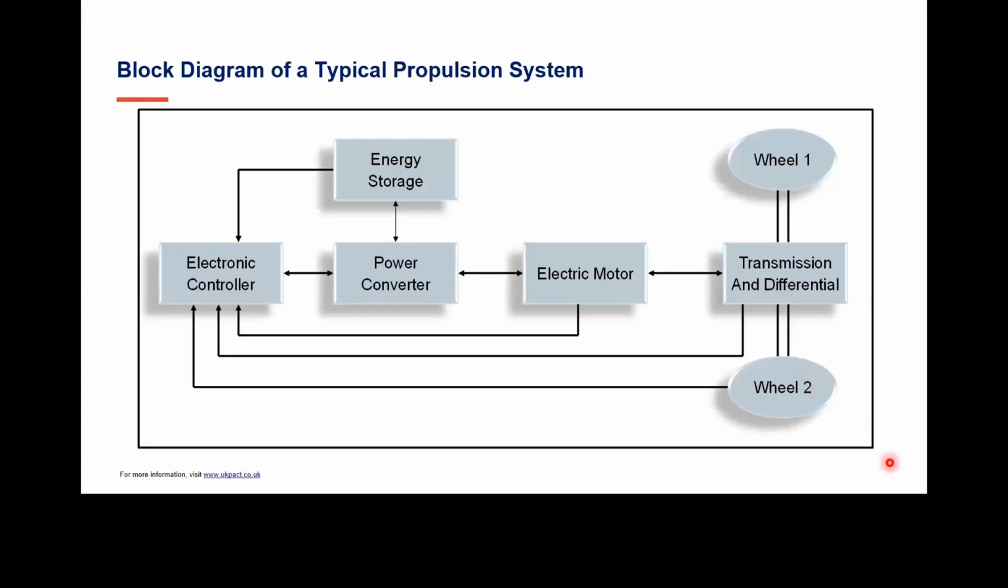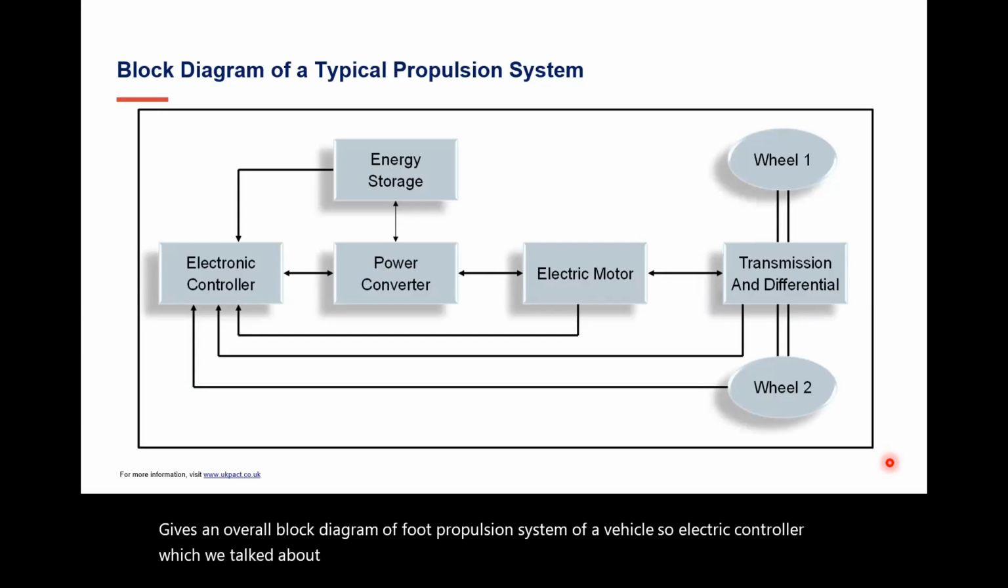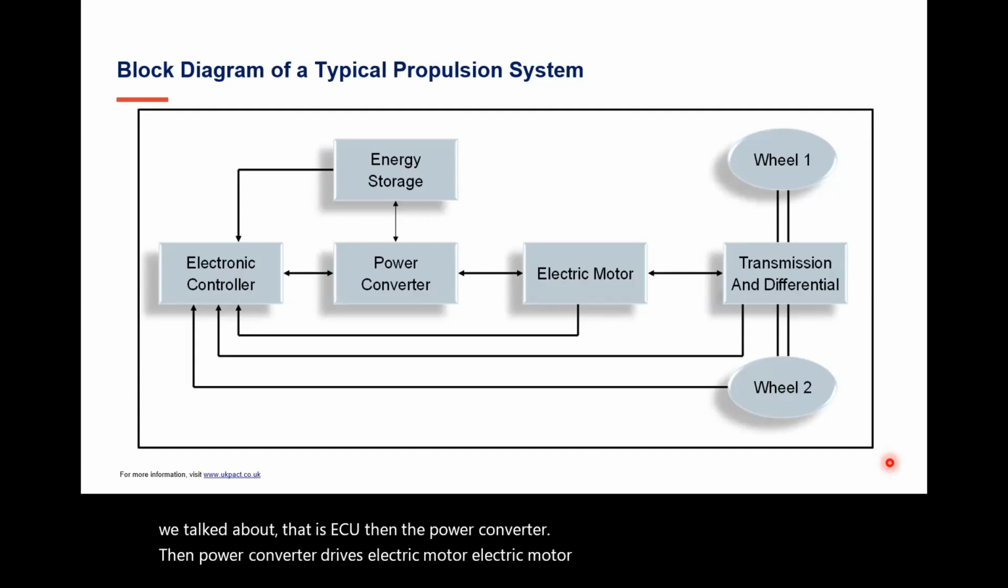So this particular figure gives an overall block diagram of a propulsion system of a vehicle. The electric controller, which we talked about, that is EVCU, then the power converter, and the power converter drives the electric motor. The electric motor drives the vehicular shaft either directly or through a transmission and a differential box, of course.